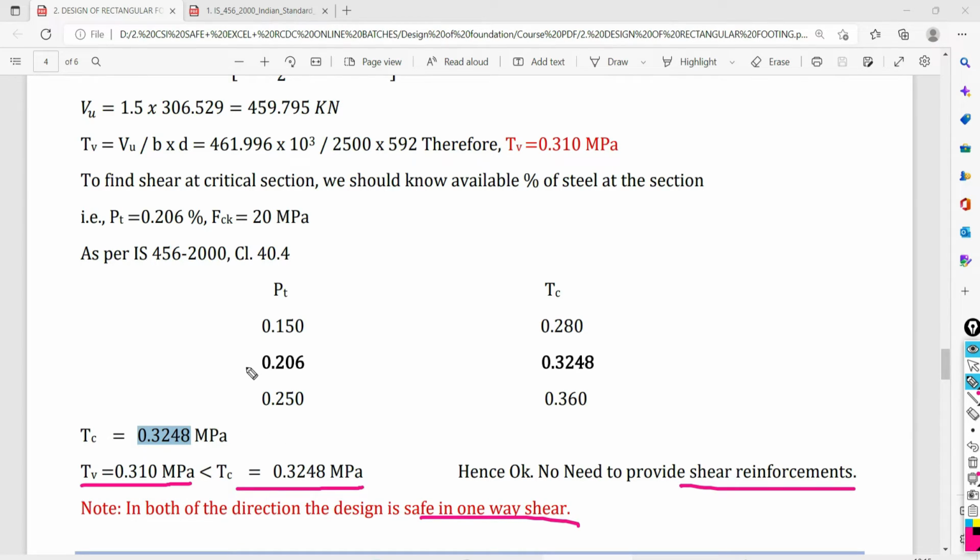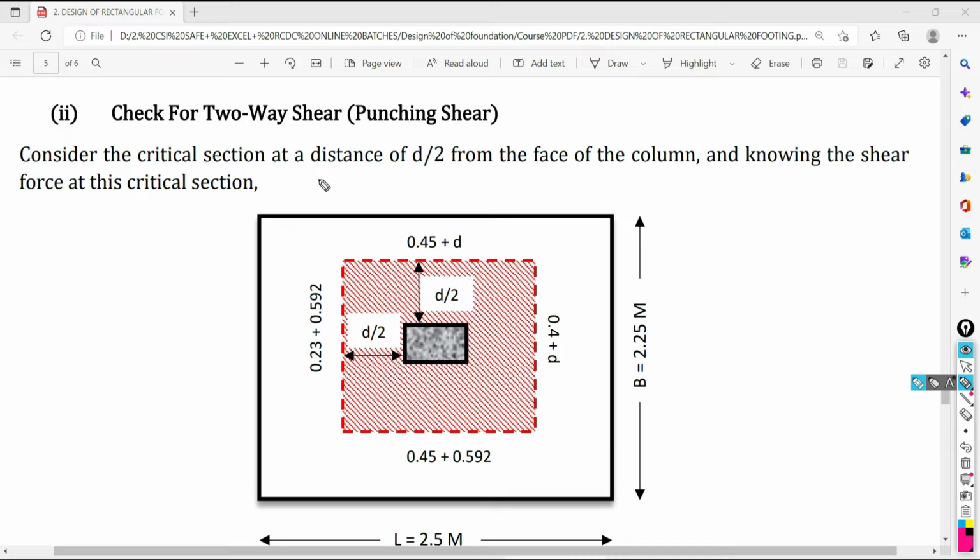Now we have to perform the two-way shear check, which sometimes we also call punching shear. Now we have to check our provided depth against the punching shear or two-way shear. For that we need to consider the critical section at a distance of d by 2 from the face of your column in all directions.